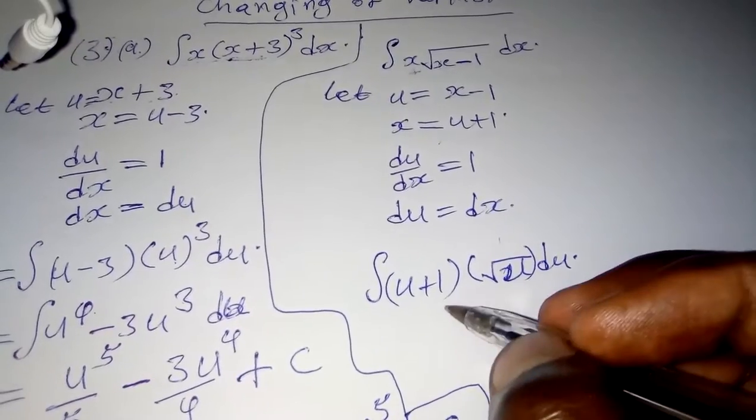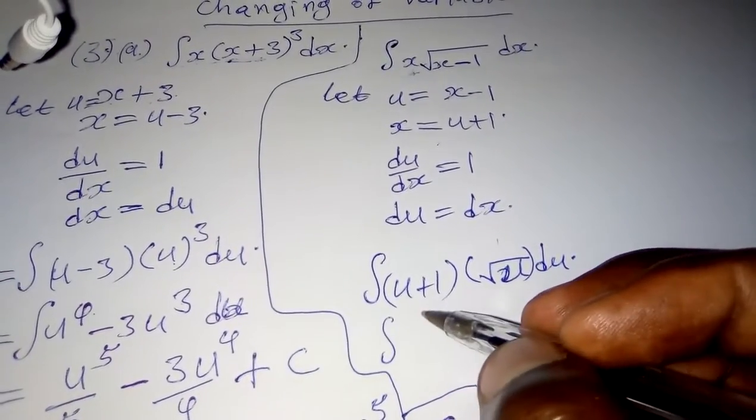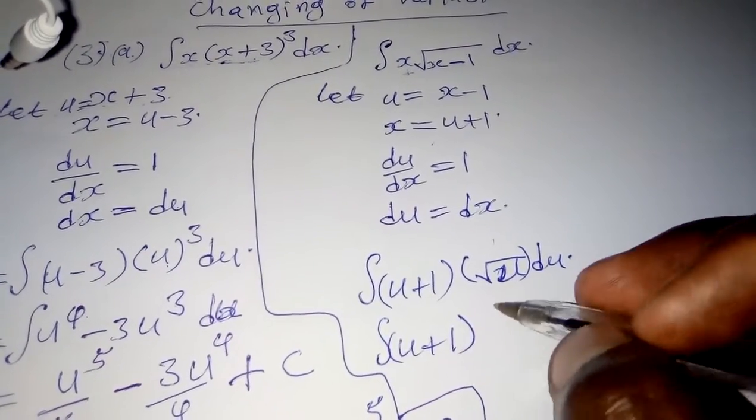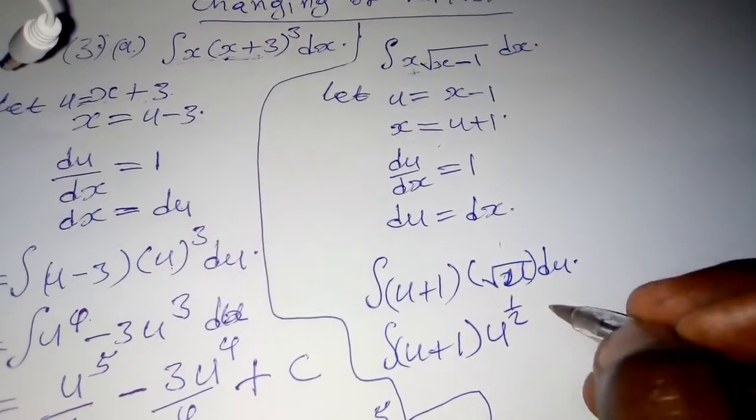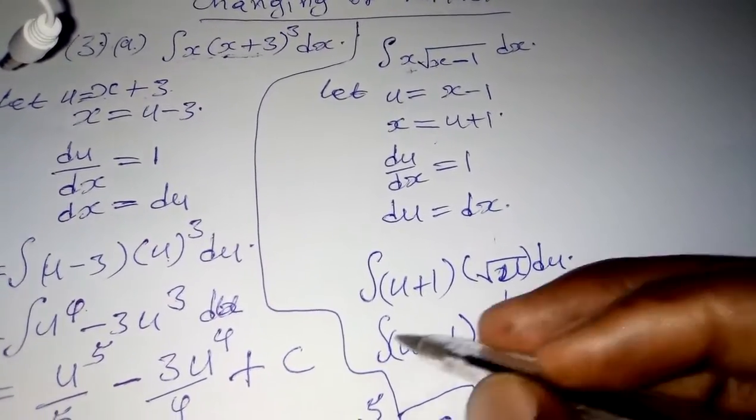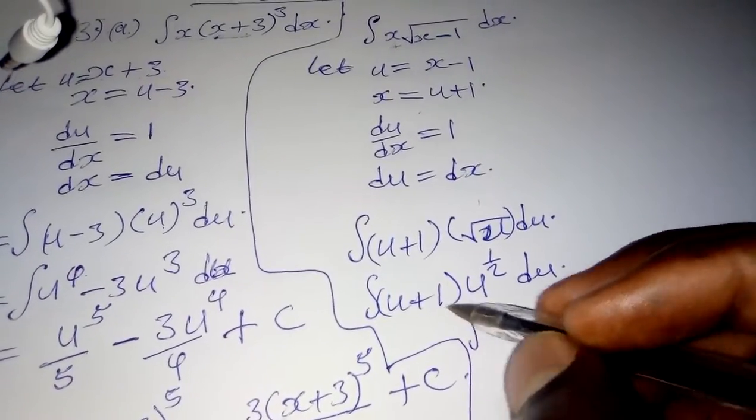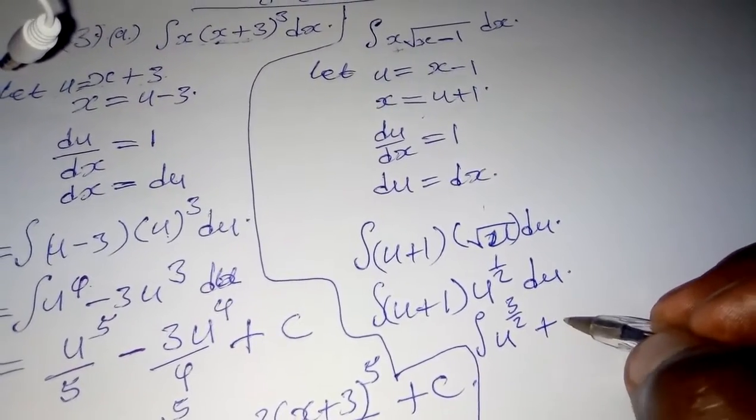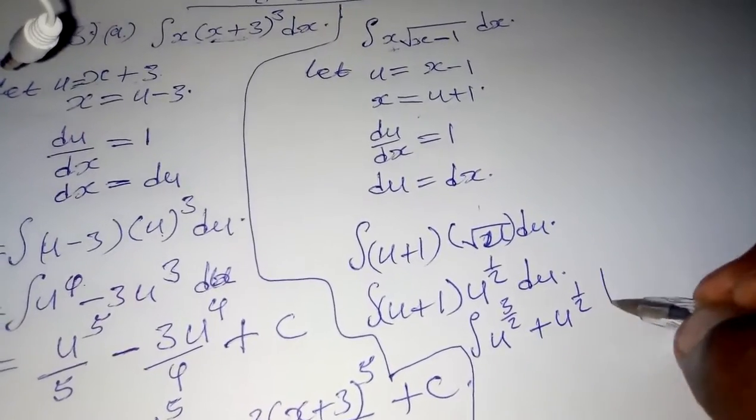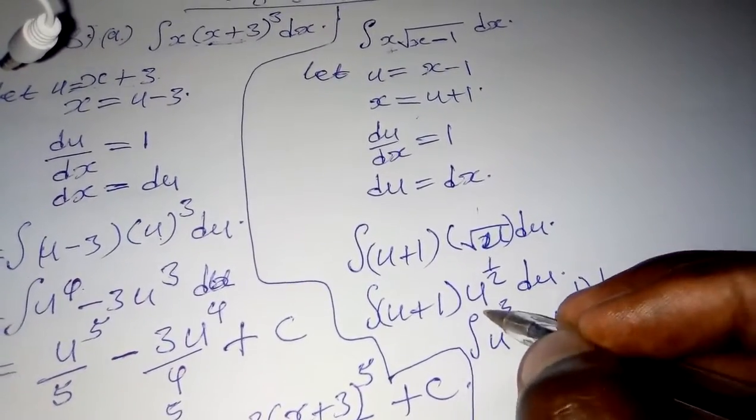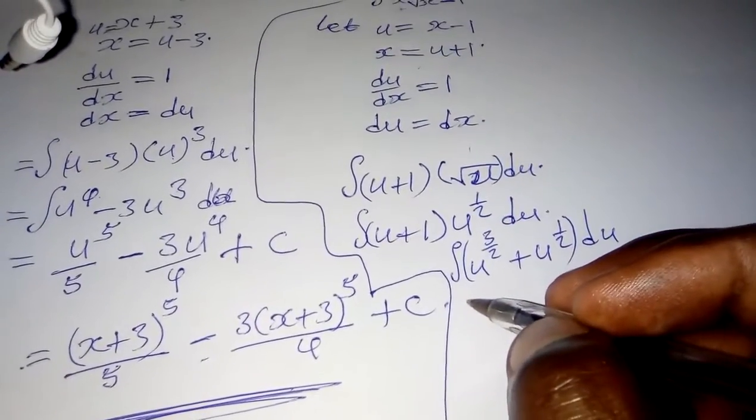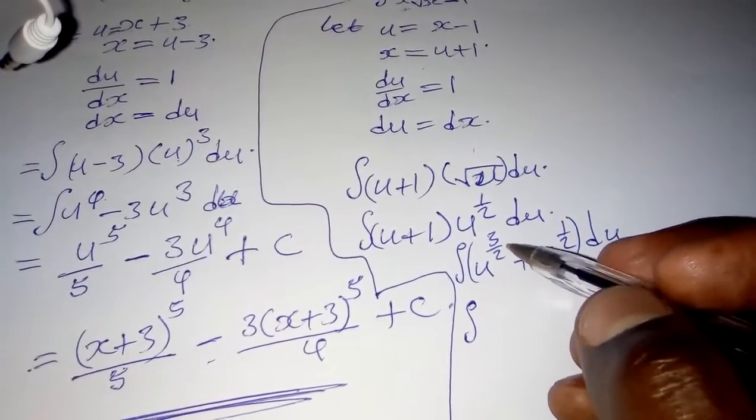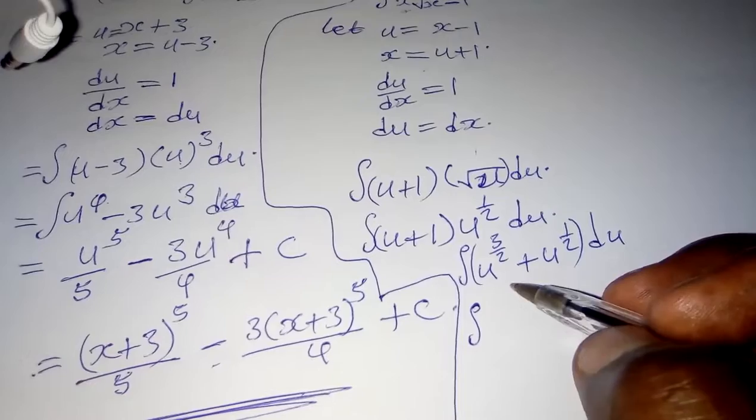So this can also be written as the integral of u plus 1 times u to the power half du. Then we multiply this, meaning we're going to have the integral of u raised to power 3 over 2, plus u raised to power half, with respect to u, because you put it in brackets like that. So the integral of this is now straightforward. We can just add 1 to the power, then divide by the new power.